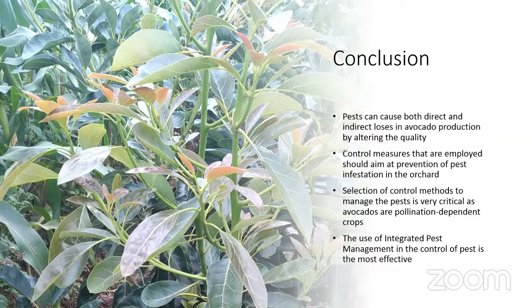In conclusion, what are we saying? Number one, pests can cause both direct and indirect losses in avocado production by altering the quality. If you have the presence of the pests, in certain markets, you will not be allowed to export. Hence, you lose indirectly by not accessing that market. Number two, because the quality of the fruit is altered or compromised, even in the local market, you will not access certain markets, especially if your market is the supermarkets.